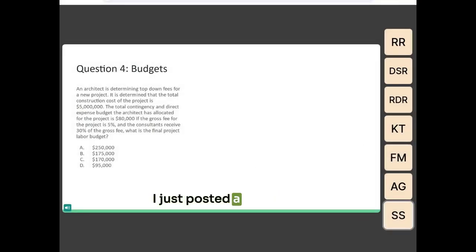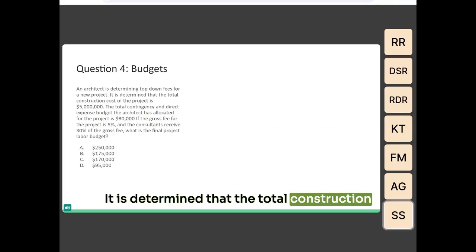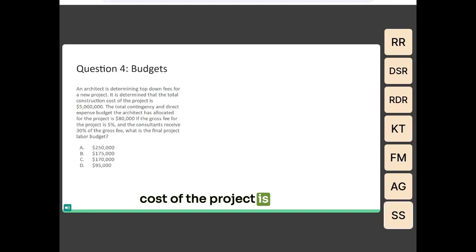I just posted a fee structure diagram. An architect is determining top-down fees for a new project. It is determined that the total construction cost of the project is $5 million. The contingency and direct expense budget the architect has allocated for the project is $80,000. If the gross fee for the project is 5% and all the consultants receive 30% of the gross fee, what's the final project labor budget?